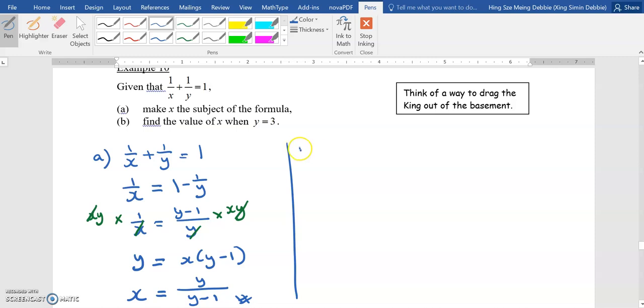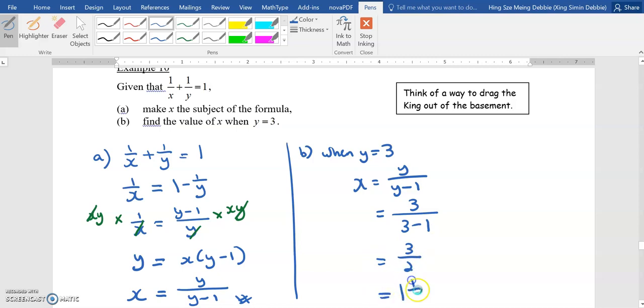Part B, not that difficult for you to understand. When y equals 3, now I tell you what the value of y is. Just like if I give you the radius of a circle, you just need to substitute it back into the formula. In this case, it's the same. The formula given to you is x equals y divided by y minus 1. Therefore, when y equals 3, x is as good as 3 divided by 3 minus 1. That gives you 3 over 2 equals 1.5.